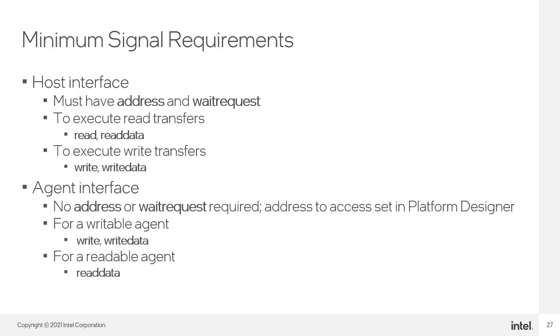For an agent, as mentioned, wait request is only needed if the agent is to have manual control over stalling a host. The address input is only required if there are multiple addressable locations within the agent component. For example, if an agent component has multiple register locations for control and status checking, the address input would be required. However, if the agent has only a single readable or writable location, address is not required. The base address location set in Platform Designer is sufficient for any host to find and access the agent.